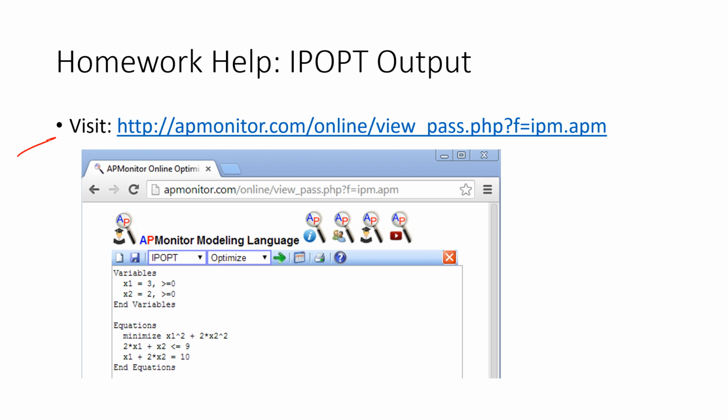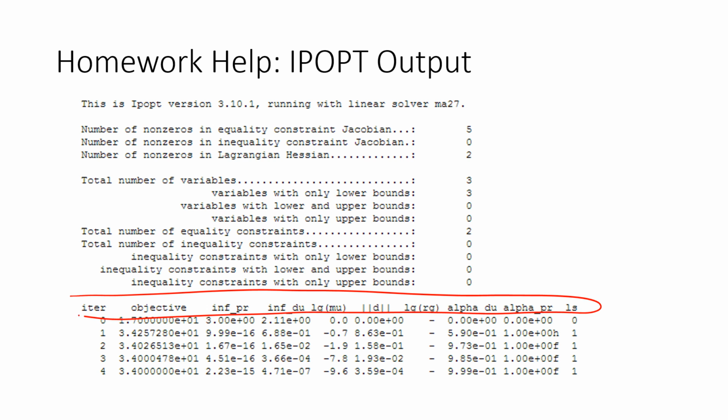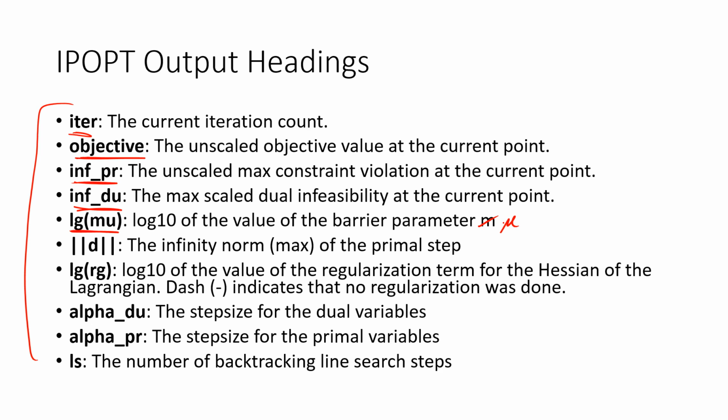There are also a couple of online links here you can go to solve these problems through a web interface and look at these headings. You want to look at these headings right here for the interior point optimizer. This is the IPOPT solver, and here's a little bit of help on what those headings mean. You've got the iteration count, your objective function, the infeasible primal problem and dual problem. Those are the infeasibilities, a summation of those. This is the log 10 of the barrier parameter, and that's our mu value.